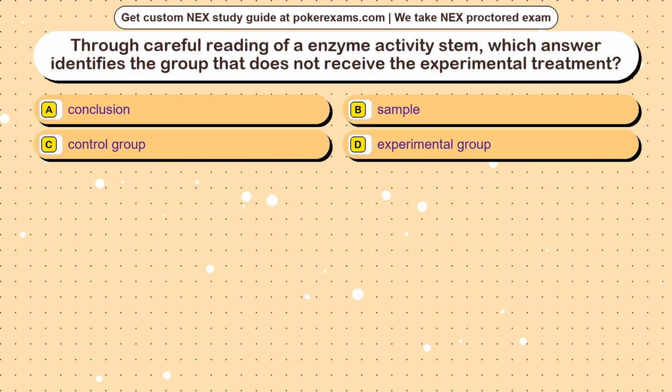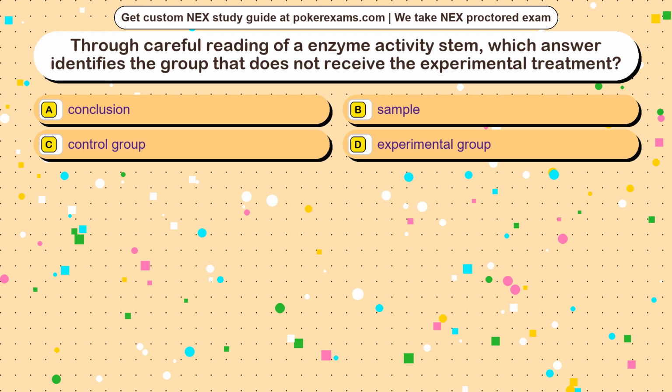Question 25. Through careful reading of an enzyme activity stem, which answer identifies the group that does not receive the experimental treatment? Option A, conclusion. Option B, sample. Option C, control group. Option D, experimental group.